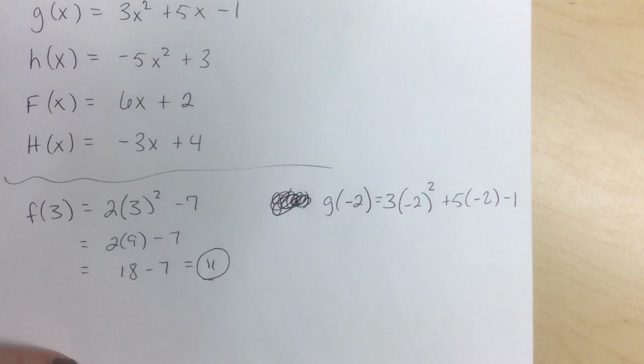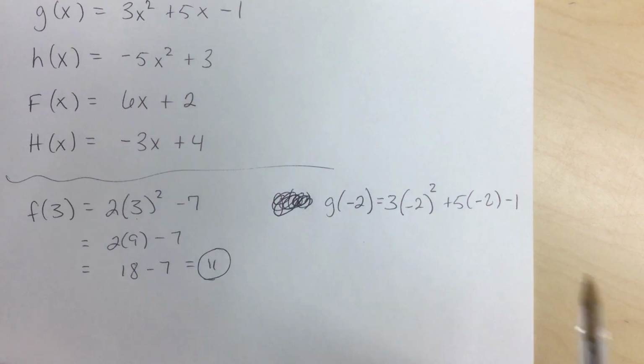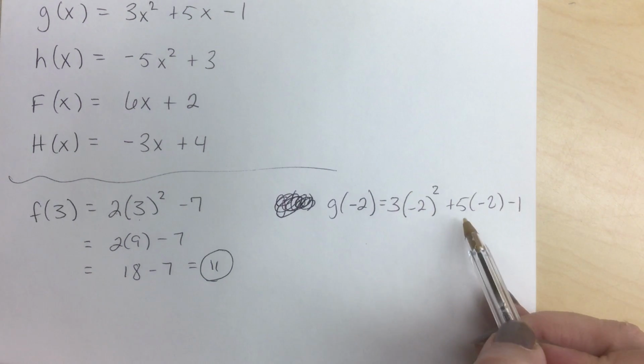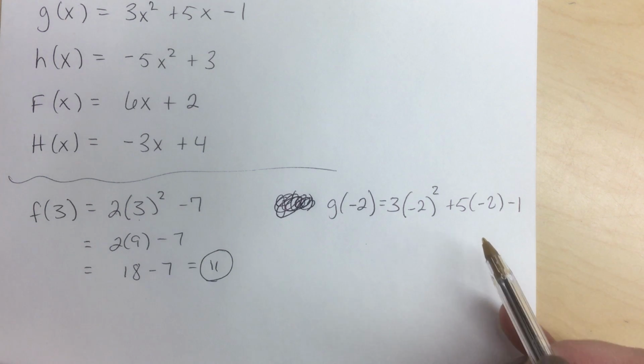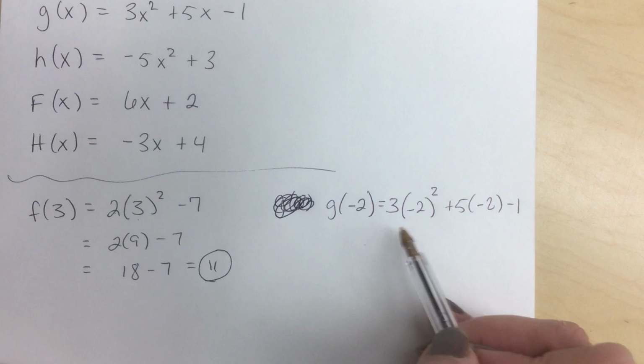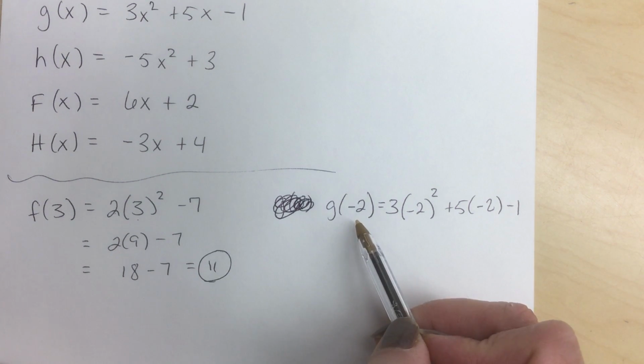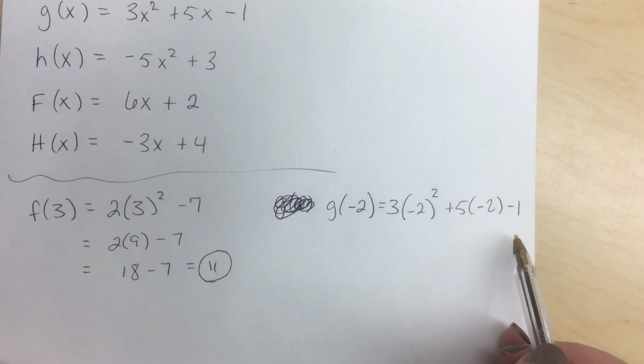Now I've seen some people, when we did this last time, write like a 5x and then a negative 2. You're replacing the x with the number that is in the parentheses. Okay, you won't have an x and that number in the equation. You're replacing the x with that number.